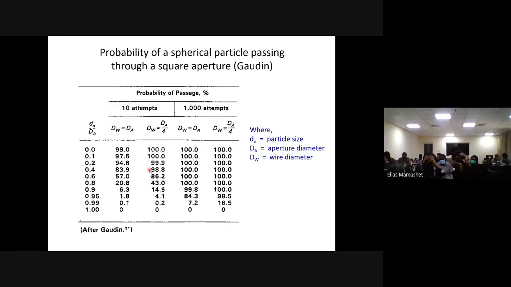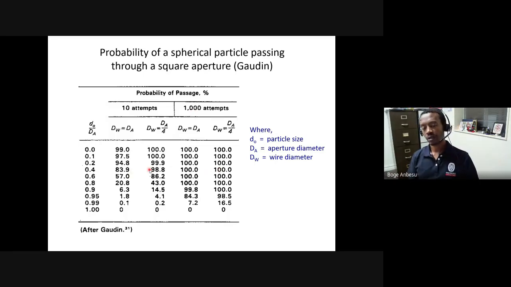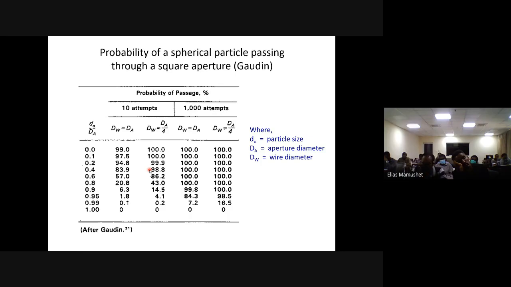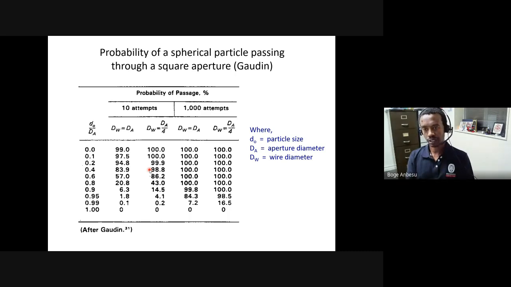When I say 1,000 attempts, for example, if you use a sieve, we put particles in a sieve and we give it a shaking motion. So the sieve is shaken. Basically, what we're doing in that case is we're giving the particle the opportunity to be presented many times to the screen, and hopefully one of them will give you the chance to pass through.